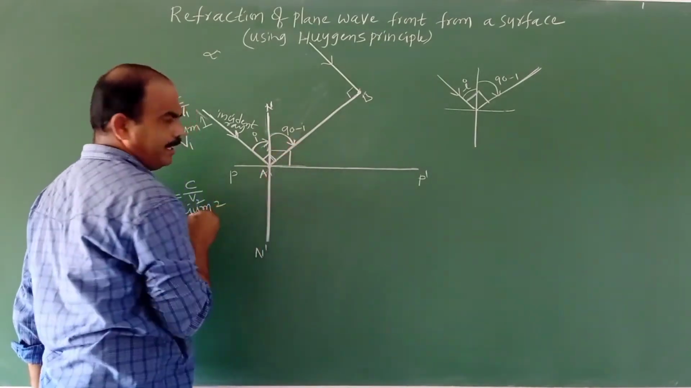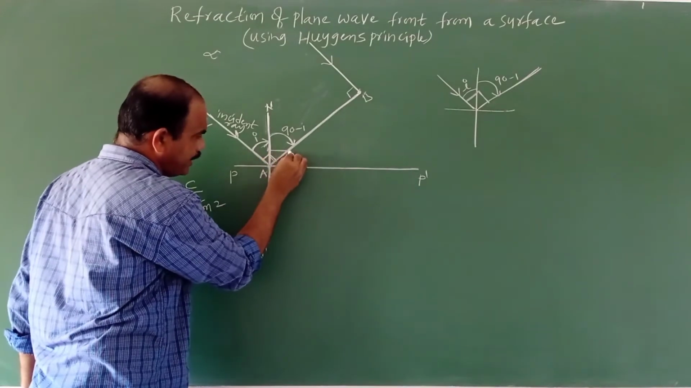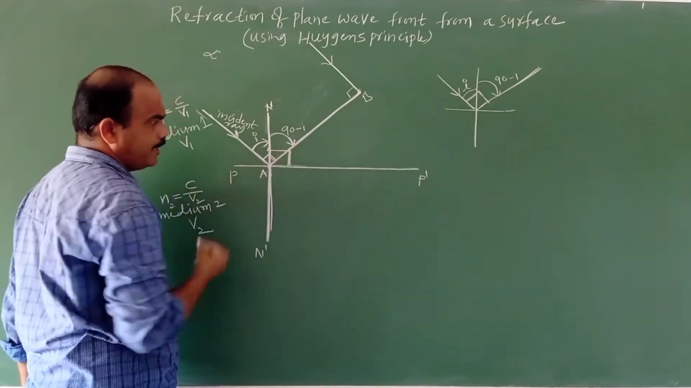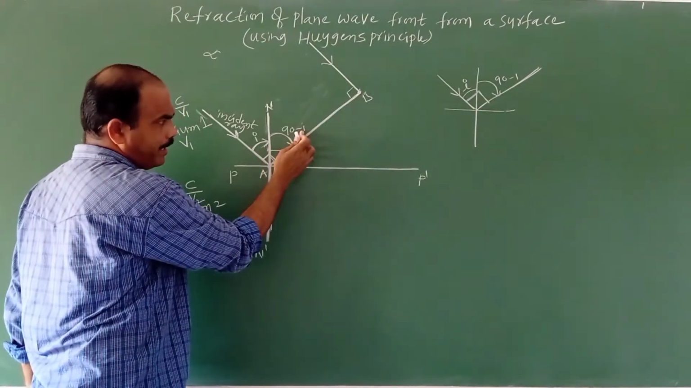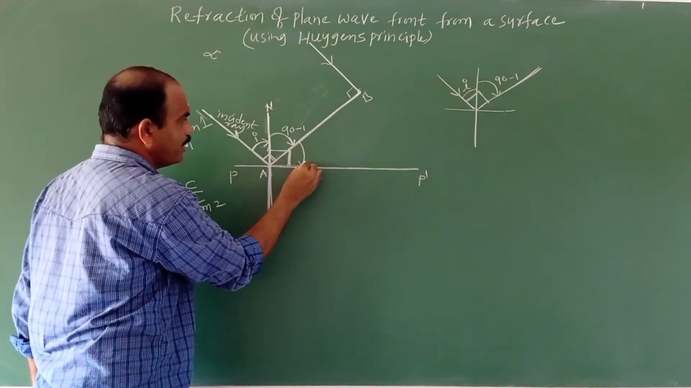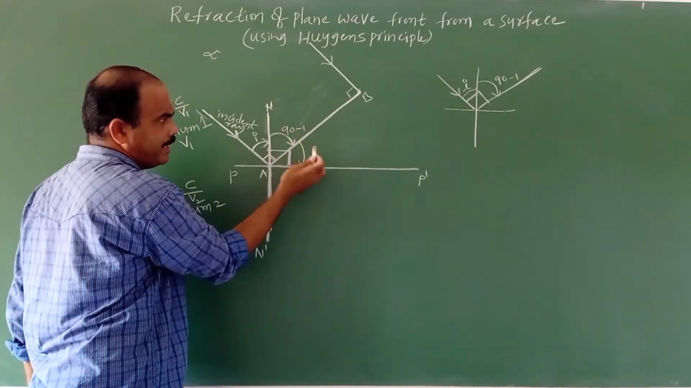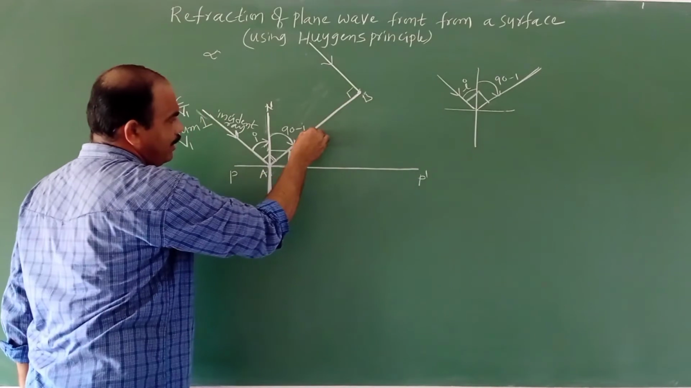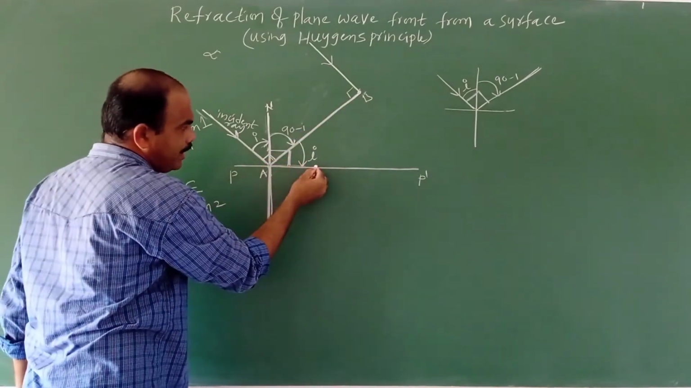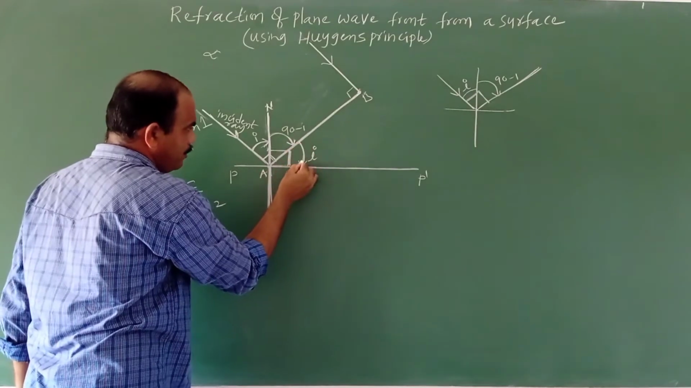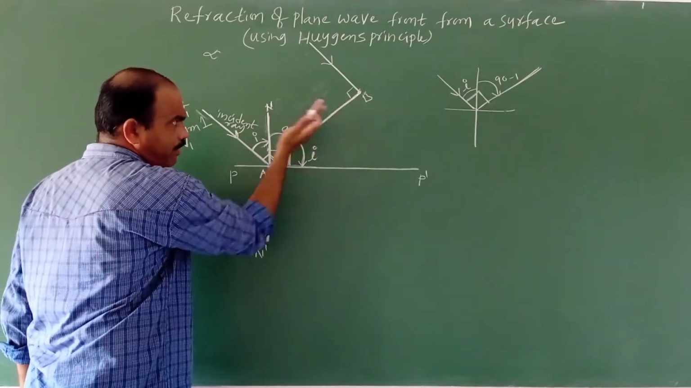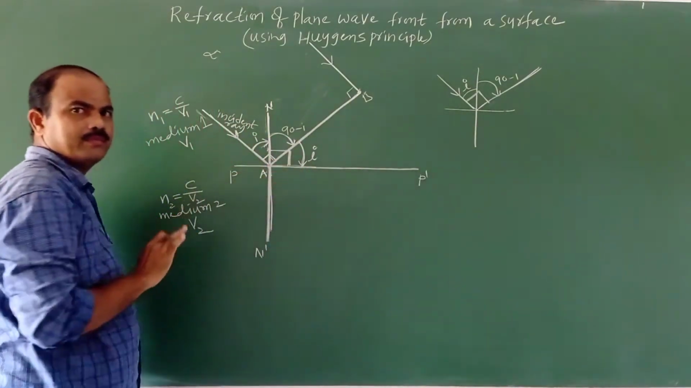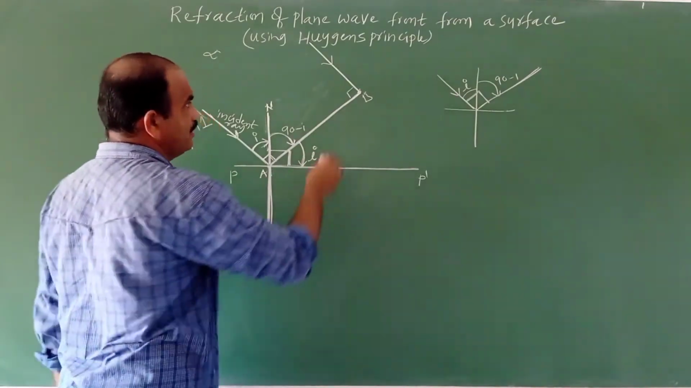The total angle here is 90 degrees, the angle between the normal and the surface. But again this part is 90 minus I. Then what about this angle? This angle becomes I. When we add 90 minus I and I, we get 90 degrees. Now you got the angle between the plane wavefront and the surface, which is nothing but I. The plane wavefront is incident at angle I with the surface. That's why this is called the angle of incidence for the plane wavefront.